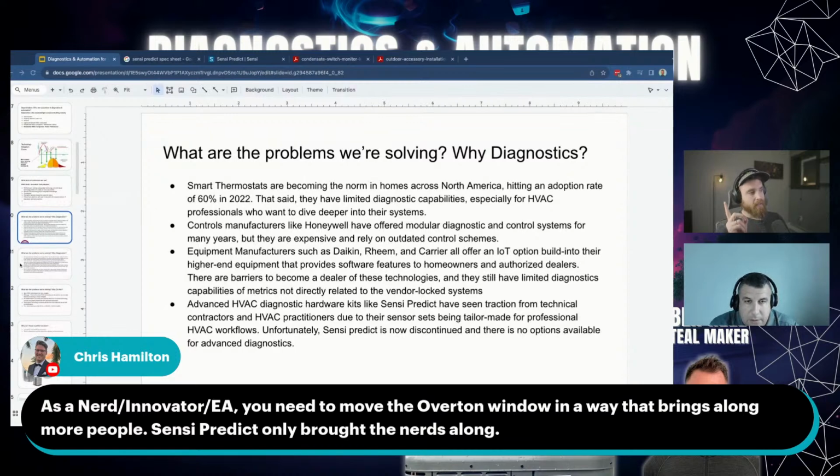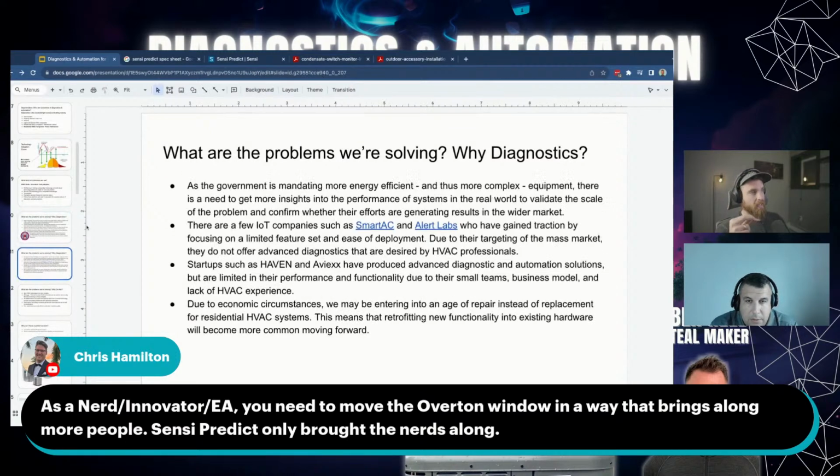There is, but kind of to this point, and to some of the points on my next slide, thinking about trying to get to the mass market, thinking about trying to go bigger is a really good point, because when you have innovation that only stays within the world of early adopters, then your impact is very, very limited. And that was one of the challenges of Sensi Predict, that it only catered to that early adopter crowd.